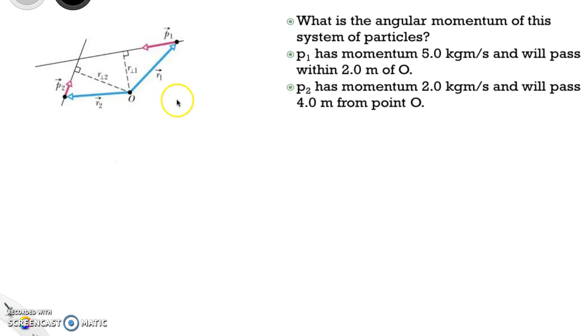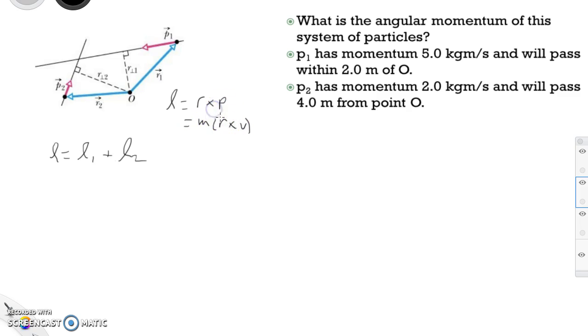Okay, so for this next one, we're going to find the angular momentum of this system of particles here. The angular momentum of a system would be the sum of the angular momentums of each of the particles that make up the system. So in this case, we have two particles. We want to combine their angular momentums. Remember that angular momentum of a particle is r cross p, or m times r cross v.